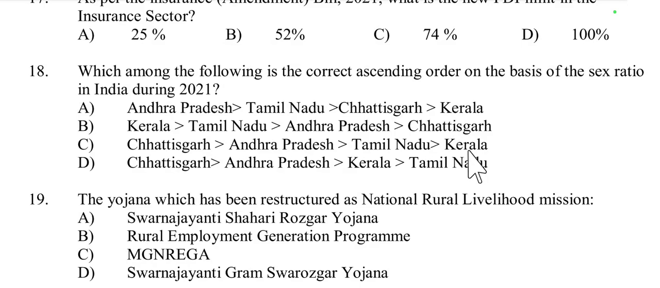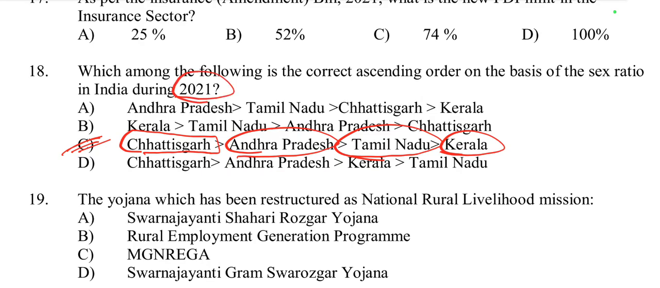Andhra Pradesh, Kerala, Chhattisgarh. Yes, Chhattisgarh is the lowest according to the sex ratio. Chhattisgarh lowest, then Andhra Pradesh, then Tamil Nadu, then Kerala. So here C is the right option. Kerala's sex ratio was highest according to 2011, it was 1084. Then in 2021 it may have increased. So Kerala's sex ratio in 2021 is highest and Chhattisgarh's is lowest. So option C is the right option.